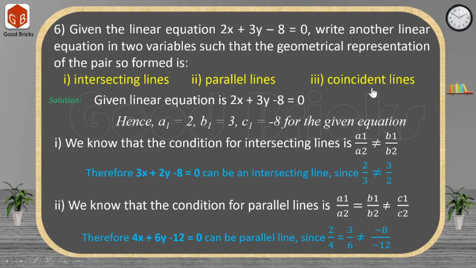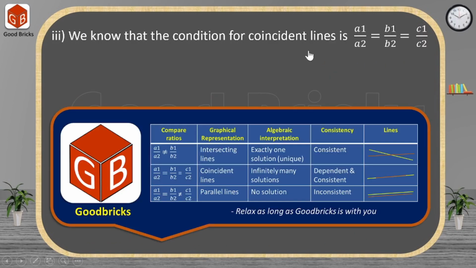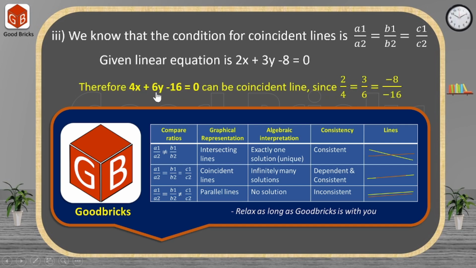We have one more line to be written, that is coincident line for this given equation, and the condition is all the three ratios should be equal. So this is the given equation, and we have written new equation which is coincident. Why? Because 2/4 = 3/6 = -8/16. All these three ratios are equal. Hence, this equation is coincident line for the given line equation.